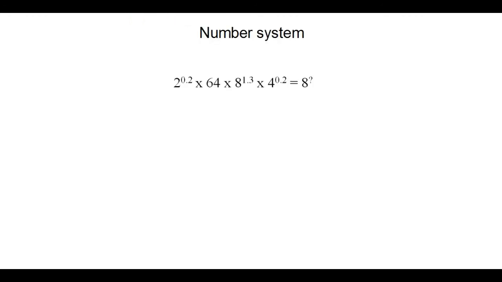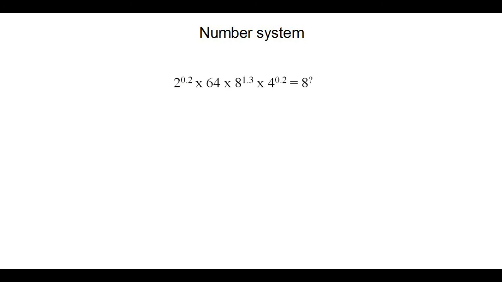Let us now take an example. The question here is 2 power 0.2 into 64 into 8 power 1.3 into 4 power 0.2 is equal to 8 power question mark. And we are supposed to find out what comes in place of the question mark here.